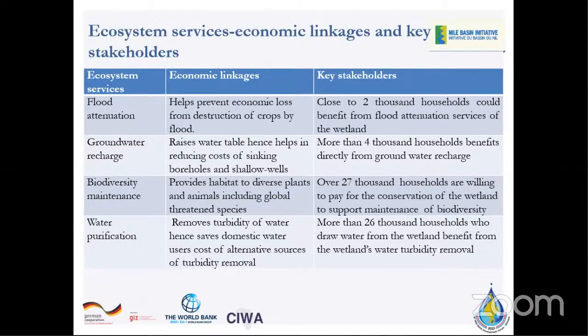Biodiversity maintenance, 27,000 households out of 31,000 reported that they would support biodiversity conservation initiatives. And biodiversity here refers to the diversity of plants and animals that have global significance or are globally threatened. Lastly, the last ecosystem service that was valued was water purification. And here, because of lack of data, we only focused on turbidity. And 26,000 households reported that they depended on clean water from the wetland in one way or another.